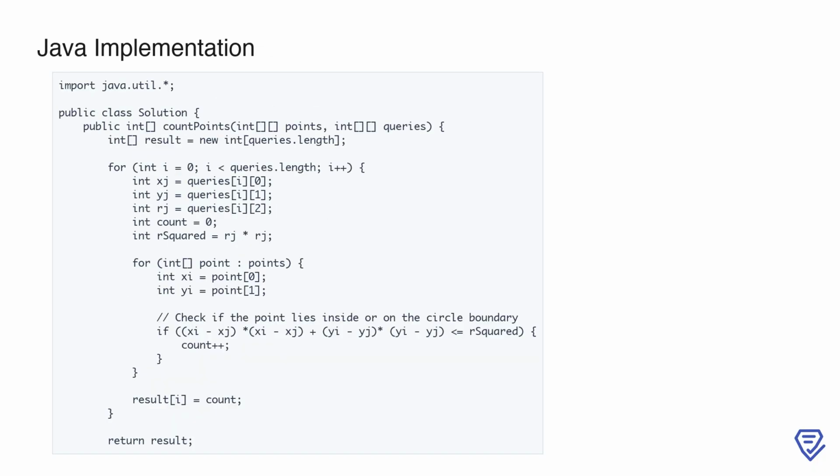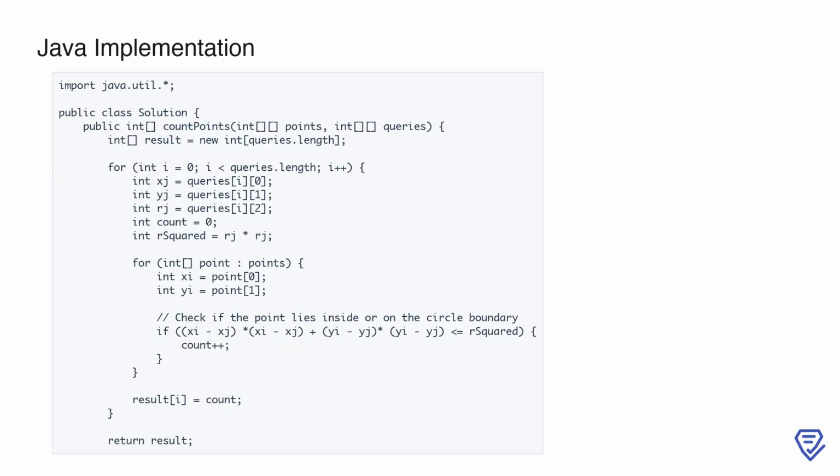Here, we start by importing the necessary utilities and defining our solution class. The main method of interest is countPoints, which will calculate the number of points inside each circle defined by the queries array. First, we initialize an integer array called result to store the count of points for each query. Then, we iterate through each query using a for loop. For each query, we extract the circle's center coordinates, xj and yj, as well as its radius, rj. To optimize our calculation, we pre-compute the square of the radius and store it in r squared.